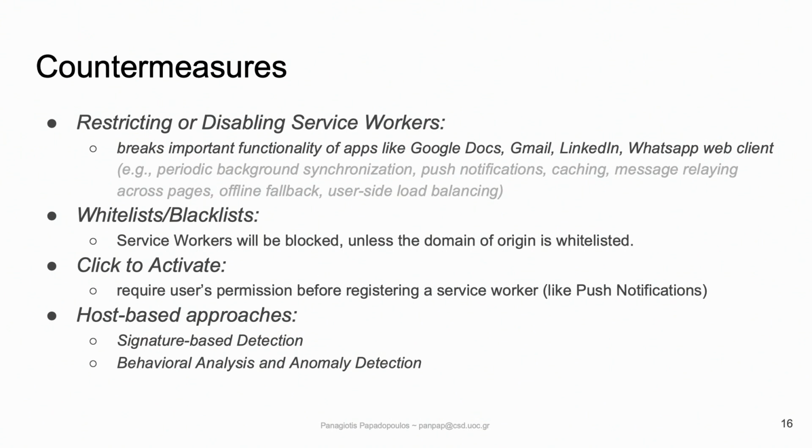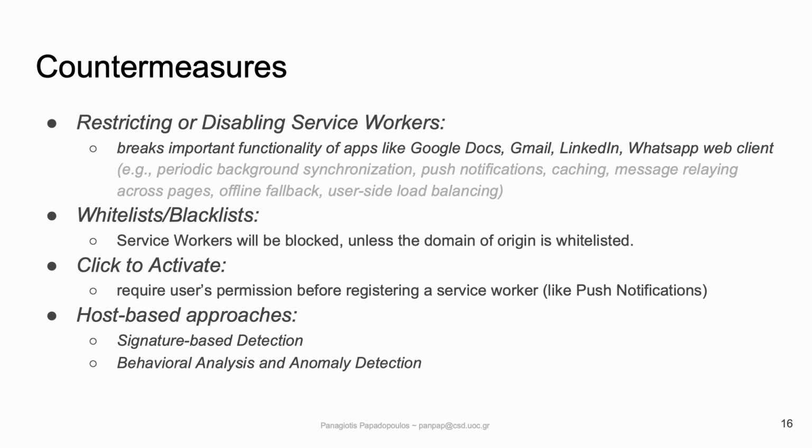Now, the countermeasures that one could use against MarioNet include, first of all, restricting or disabling the service worker, given that service workers are the core component of MarioNet. One could say that we can easily disable the service workers in browsers, but of course this would break important functionality that very popular apps like Google Docs, Gmail, or the WhatsApp client use on the web apps side, and also it would block important functionality like the periodic background synchronization or push notifications that these apps use.